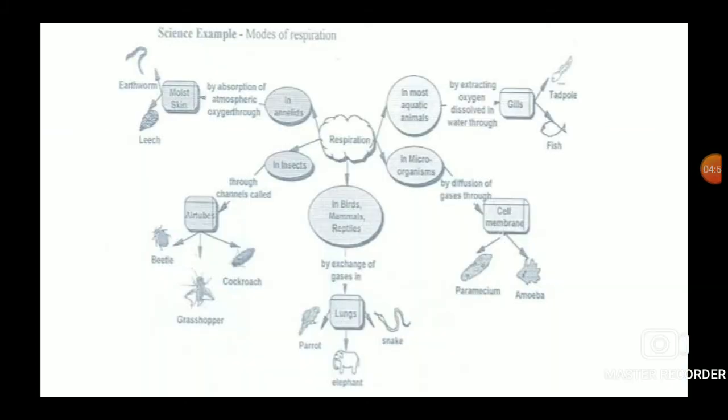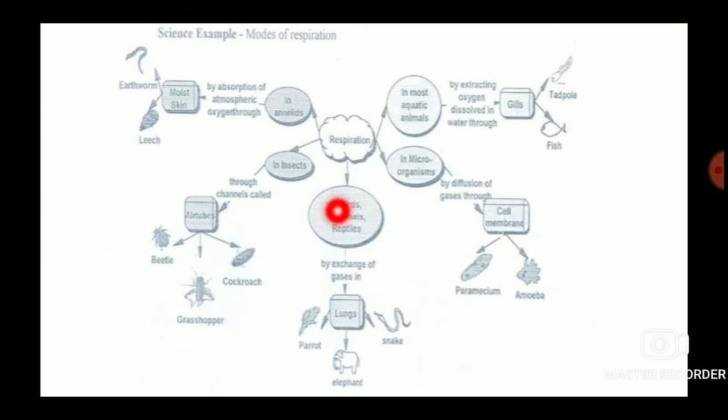For example, here we can see that our major concept is respiration. From that, we have insects. So, respiration in insects, and this is a phrase that we have written to represent the relationship between insects and air tubes: respiration in insects through channels called air tubes. Now this air tube is another concept, this insect is another concept, and they are connected by the phrase "through channels called". So this is connecting the two concepts and depicting their relationship, right? That is how we need to connect the concepts.